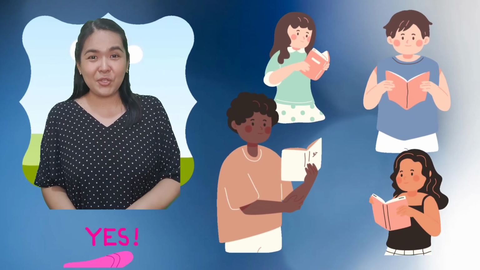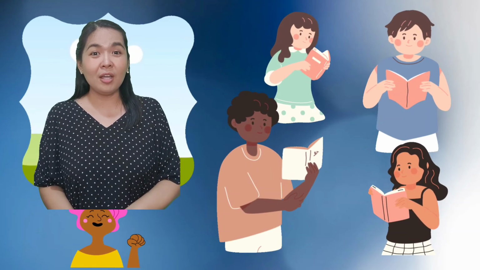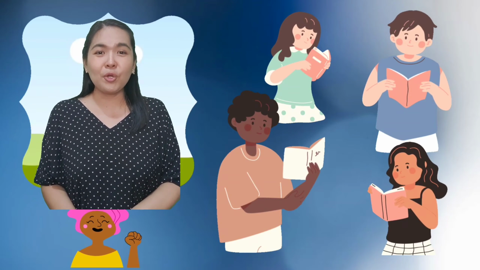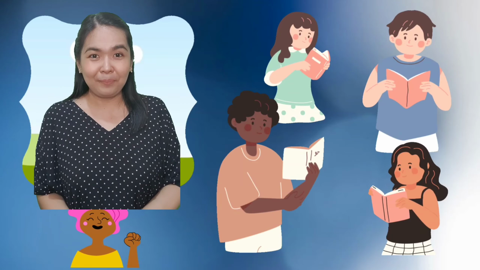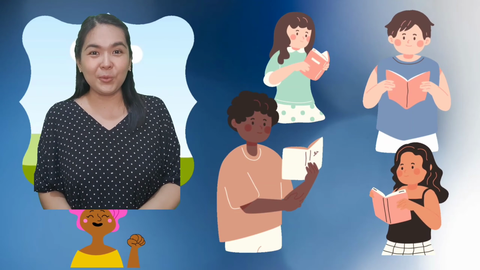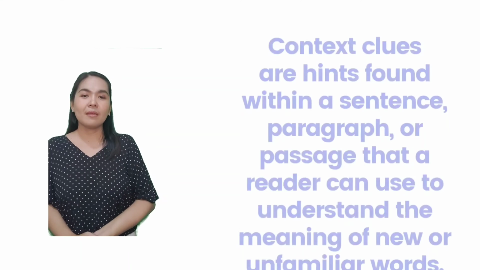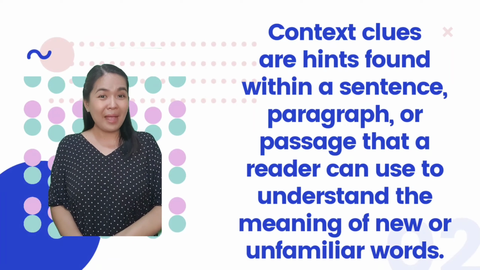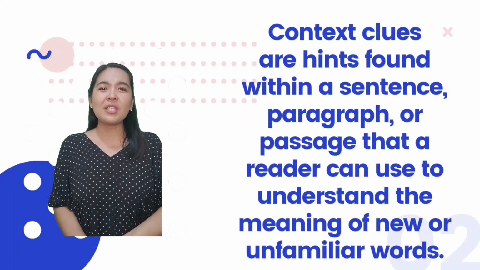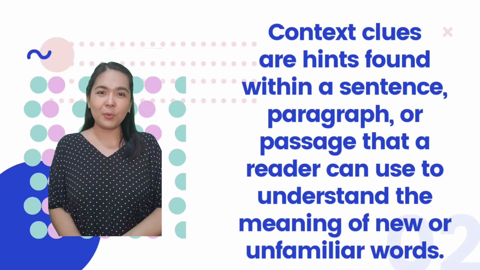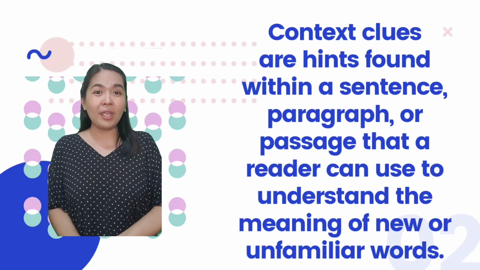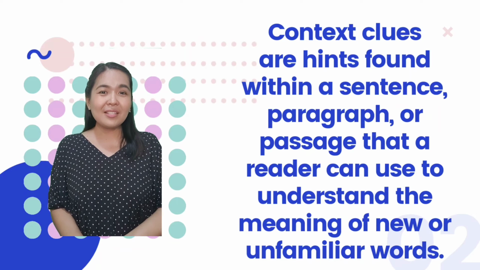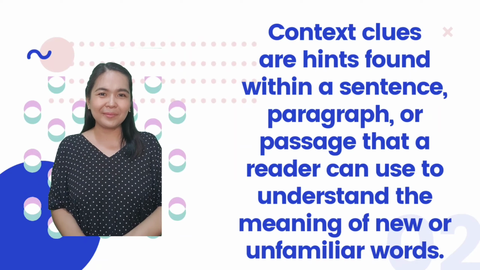I guess it was easier for you to understand the meaning of the unfamiliar words when they were used in sentences. There are words or groups of words that help you define them. These are what you call context clues. Context clues are hints found within the sentence, paragraph, or passage that a reader can use to understand the meaning of new or unfamiliar words. It is also a practical way of building your vocabulary without the help of the dictionary. Now, let's discuss the types of context clues.